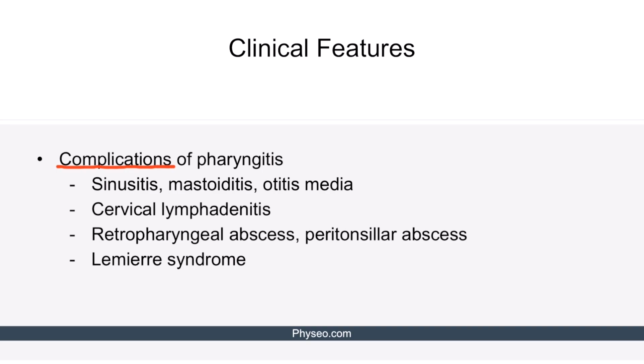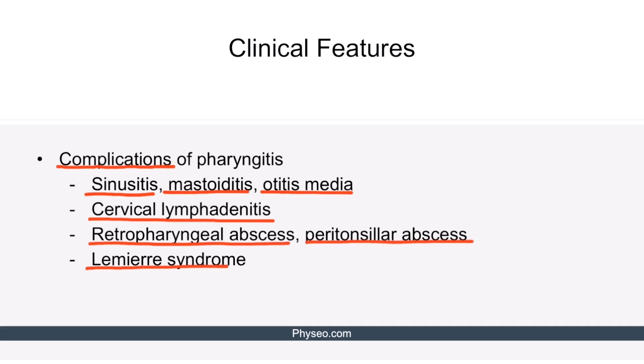Though pharyngitis is largely a self-limited disorder, there are several complications that may occur in a small group of patients, all explained by the spread of infection into surrounding tissues. Notable examples include sinusitis, mastoiditis, otitis media, cervical lymphadenitis, retropharyngeal abscess, peritonsillar abscess, and Lemierre syndrome.